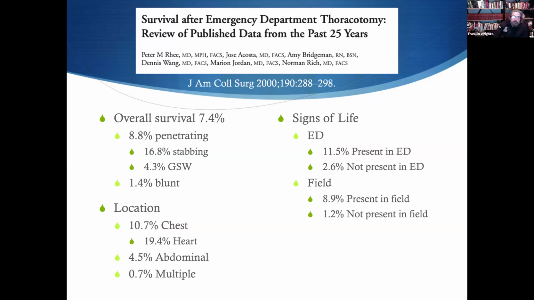And then signs of life really mattered. If you showed up with signs of life in the ED, your survival rate was better, still bad, but better, versus no signs of life in the ED, and even worse in the field. So if no signs of life in the field, best case scenario, even if this was a pericardial tamponade, your survival would still be 1.2%.